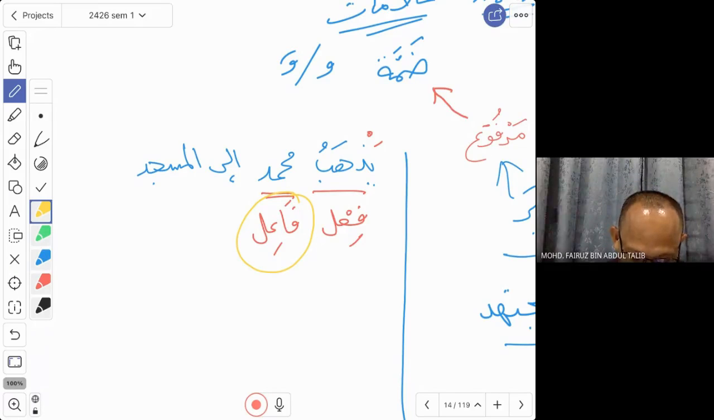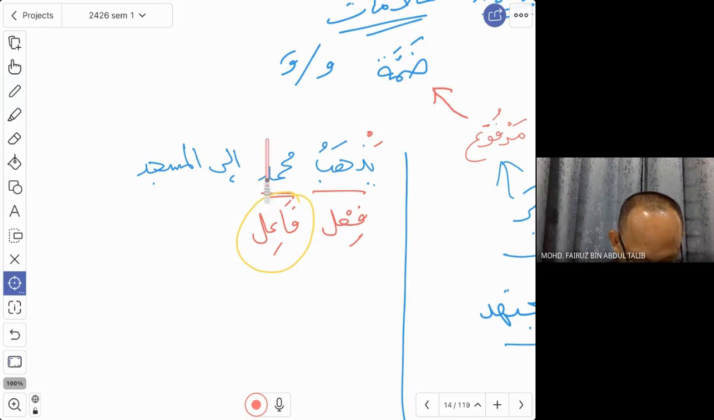Normally when you have a fi'il yazhabu and then the person, how do you read this Muhammad? Sometimes we do not know what the hukum is, but we know how to read it. That is weird. Actually, you should know the hukum, then only will you be able to read it correctly. Some people know how to read correctly, but when we ask why you read Muhammadun, they cannot answer. But it is okay. How do you read this: yazhabu Muhammadun, Muhammadan, or Muhammadin?